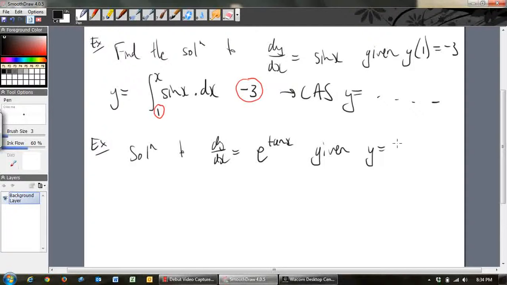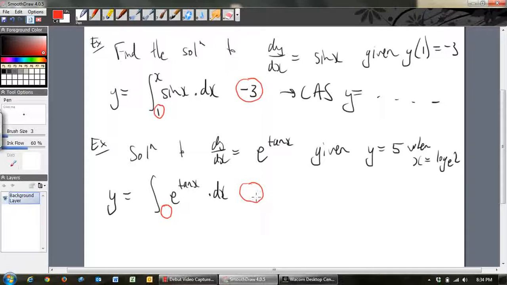Given that y equals 5 when x equals log e2, something like that. Alright, let's go with that. So the solution is, again, y equals the integral of e^tan x dx. And let me just put our spots in again. This is the spot where your x value goes. This is the spot where your y value goes. Your x's go on the integral, just like they always do. So let me write them in there.